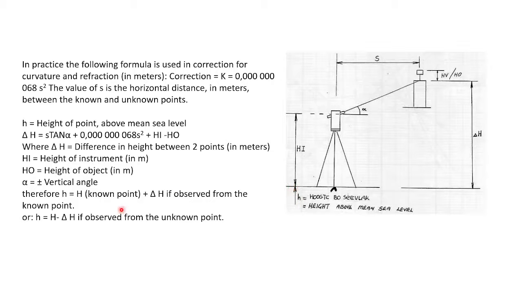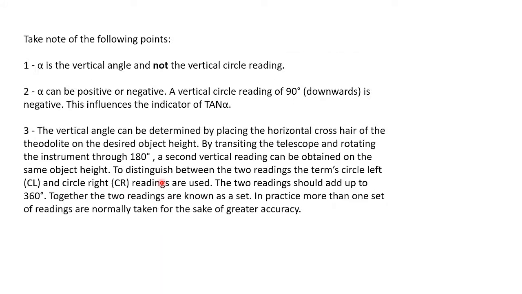This h value over here is your h minus your delta h if observed from an unknown point. Alright, so if you're observing it from an unknown point, then that is your formula to use. If observed from a known point, then you plus delta h. Alright, then alpha is not your vertical circle reading, sorry, it is your vertical angle. It can be positive or negative, and I'll show you why. The vertical circle reading of 90 degrees downwards is negative. This influences the indicator of tan alpha.